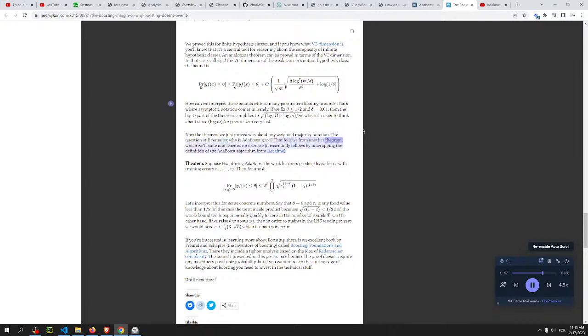That follows from another theorem, which we'll state and leave as an exercise. It essentially follows by unwrapping the definition of the AdaBoost algorithm from last time. Theorem: suppose that during AdaBoost the weak learners produce hypotheses with training errors epsilon 1 through epsilon t. Then for any theta, the probability that yf(x) is at most theta is bounded by a product. Let's interpret this for some concrete numbers.